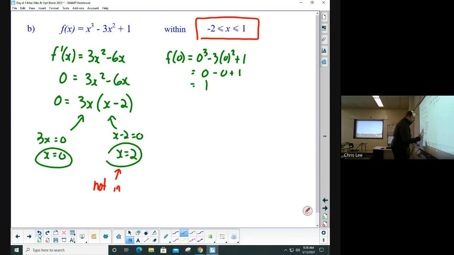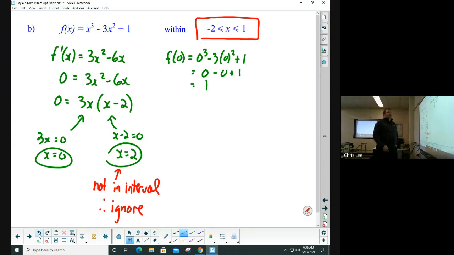Not in interval. Ignore. So it's not that 2 is the wrong answer, because it is a critical point, but in this particular question, it's outside our range. Or domain, I guess. It's outside our domain. It's outside our interval. So I'm going to ignore it.